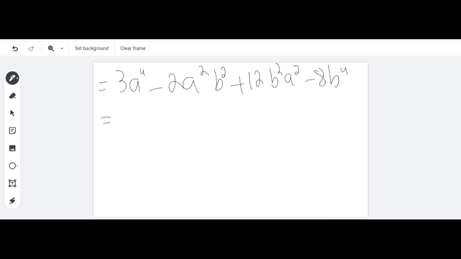Understood? Yes. Do I have to cancel or do addition or subtraction with any of them? Can I? No. Why no? Look carefully. Yes. Between which of them? Between 2a square b square and plus 12b square a square. Very good. And then the answer will be? I just have to subtract 12 with 2. The answer will be plus 10 a square b square and minus 8b power 4. I hope you understood.